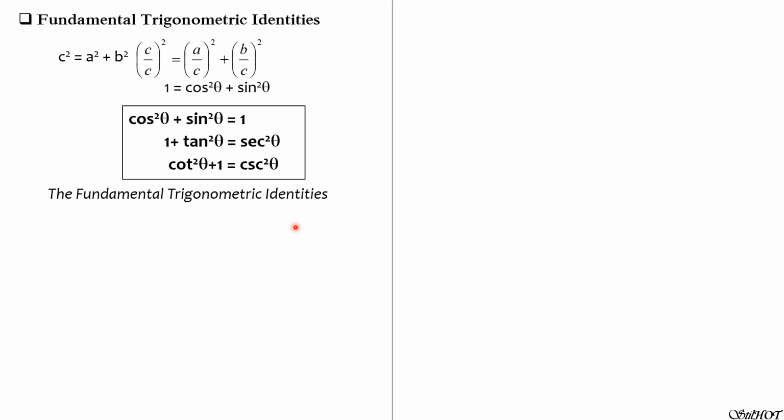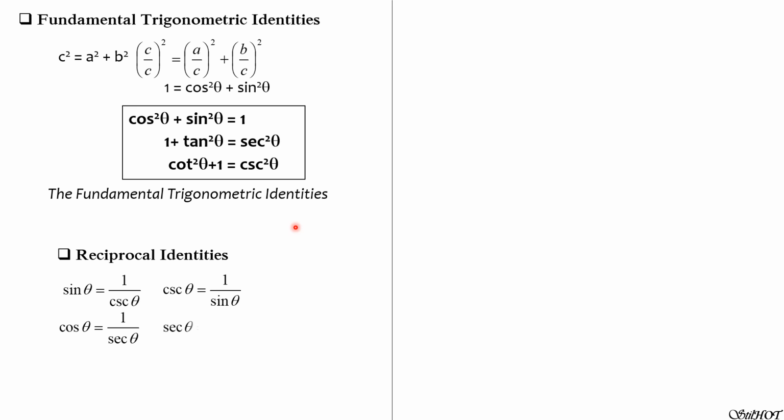We also have reciprocal identities, which we defined earlier. So sine theta is 1 over cosecant theta. Then cosecant theta is 1 over sine theta, so that's vice versa. Then cosine theta is equal to 1 over secant theta. In the same manner, secant theta is 1 over cosine theta. Tangent theta is 1 over cotangent theta. And cotangent theta, of course, is 1 over tangent of theta.